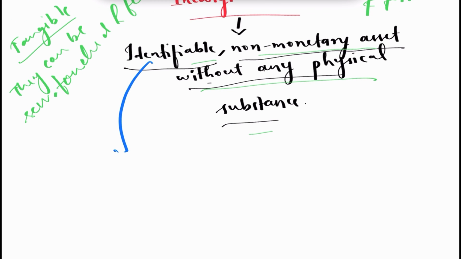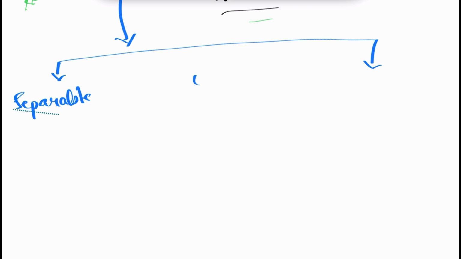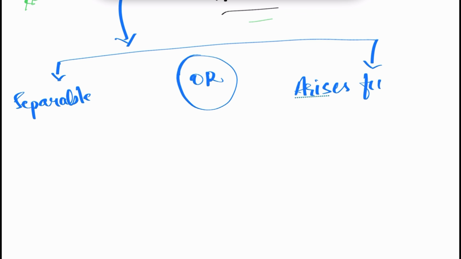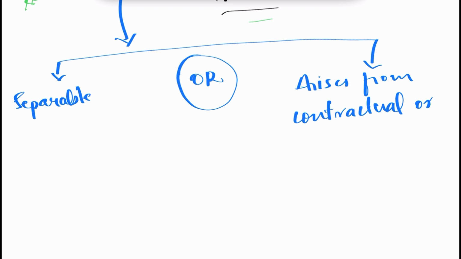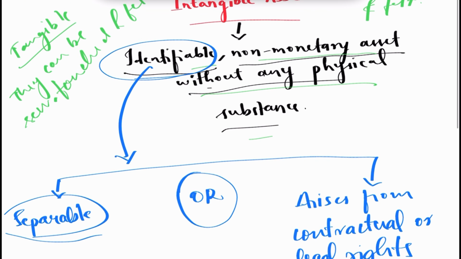Okay, this identifiable. When it is said that an intangible asset is identifiable, when it is separable or when it arises from contractual or legal rights. So in this case we say that it is identifiable when an intangible asset is separable or it arises from a contractual or legal right, then we will say that an intangible asset is identifiable.